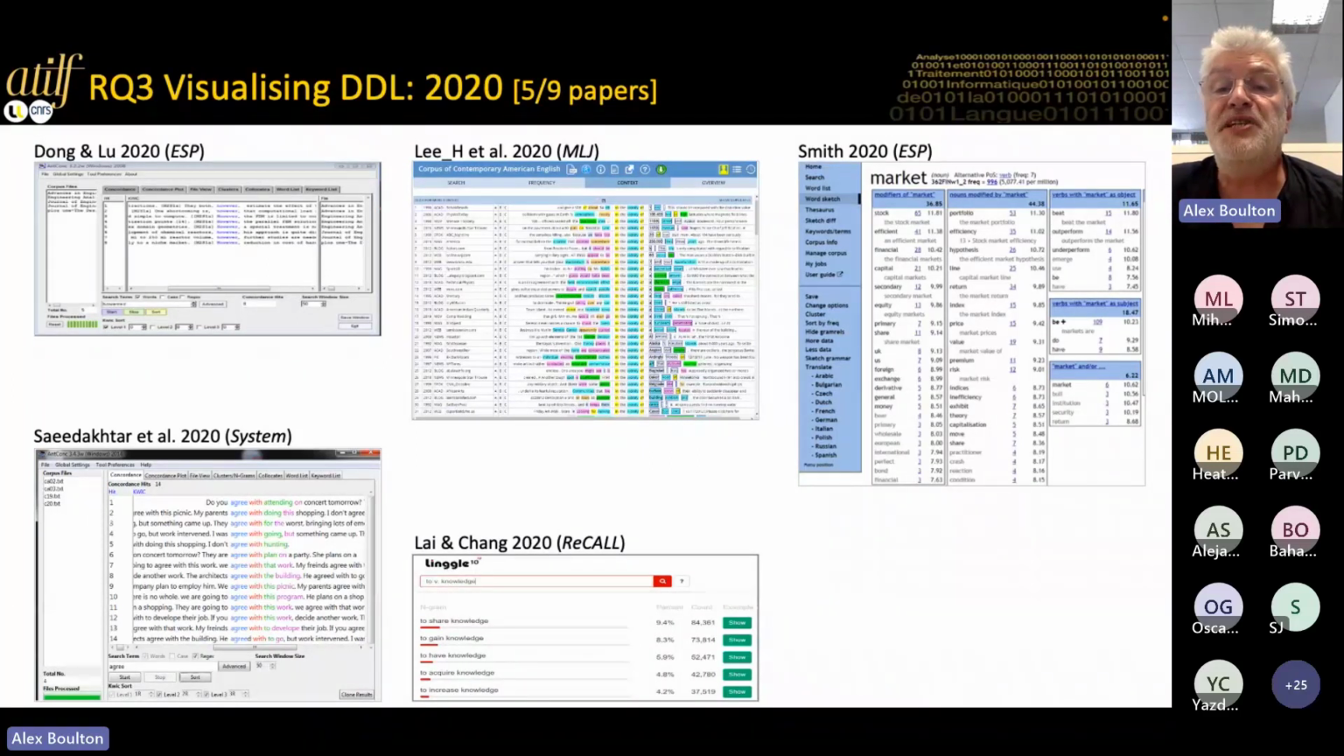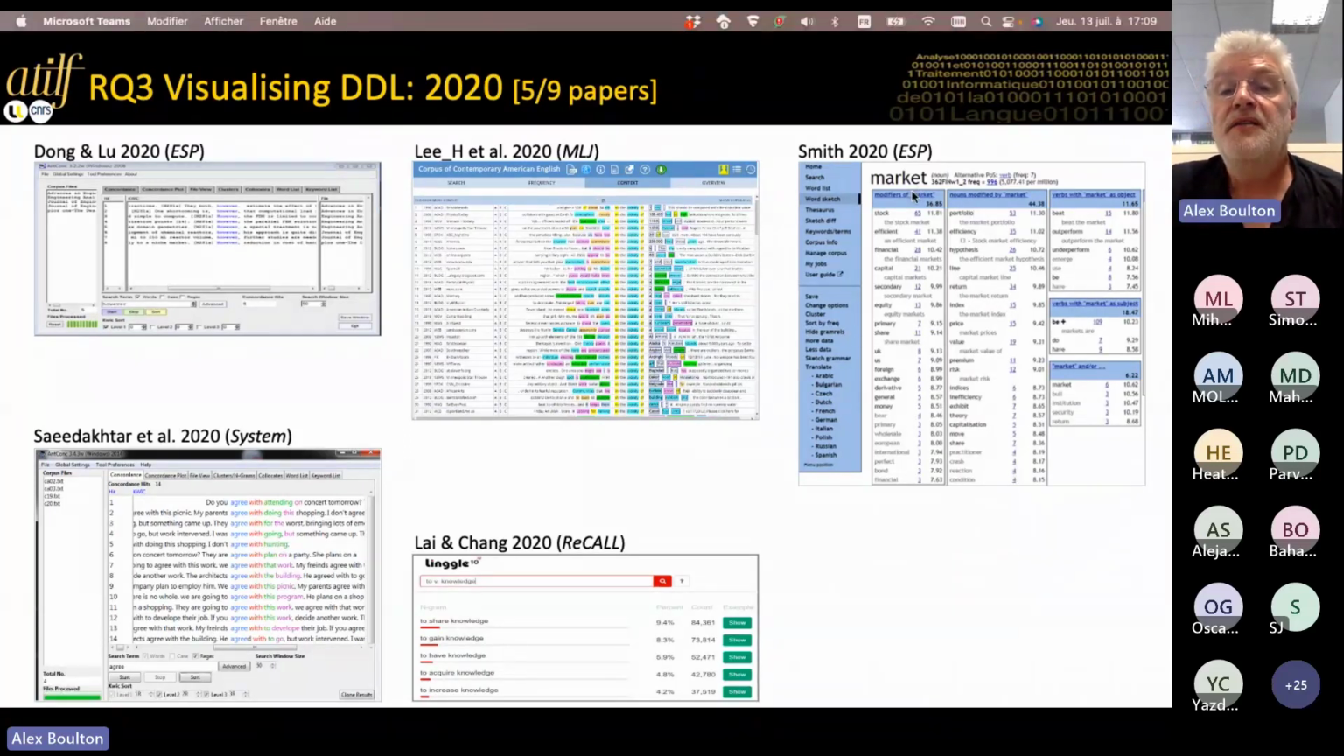Or Simon Smith in 2020 using Sketch Engine, which allows you to look at modifiers and word sketches. So you've got the left-hand column is modifiers of market. The search term was market, so stock market, efficient market, etc. And nouns modified by market in the middle, and other things on the right. So it's a different visualization of data from different software.